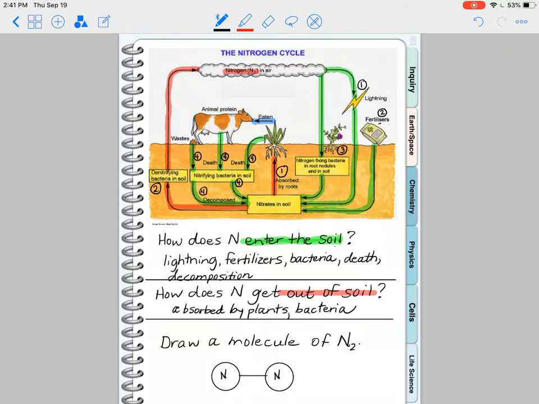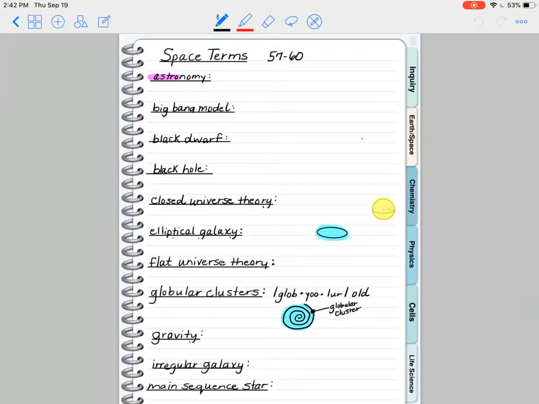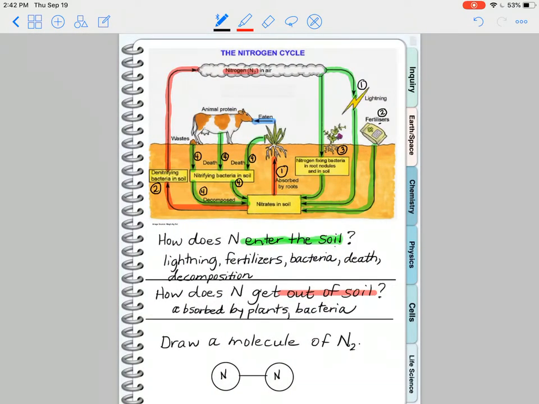Okay, that takes care of that diagram, and I believe the next lesson is on the space terms. It is, so we'll move to that one in just a minute. I will stop this video and start another one.